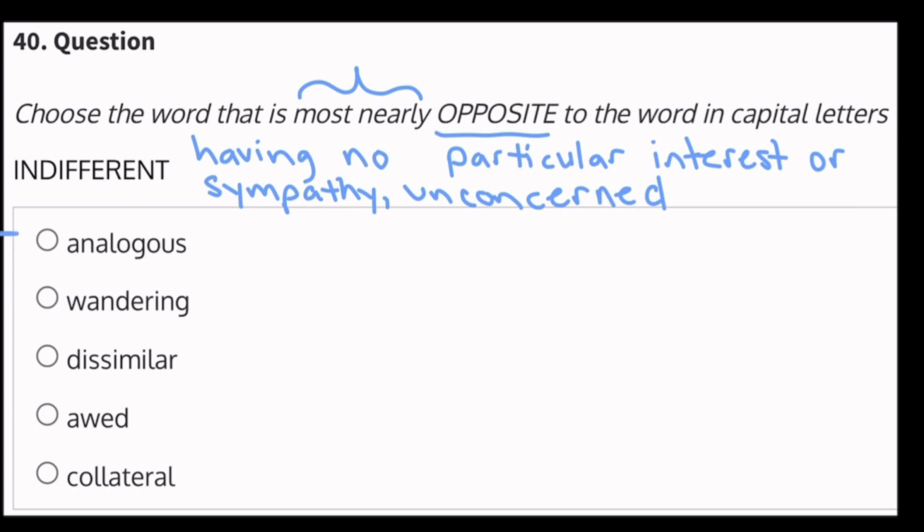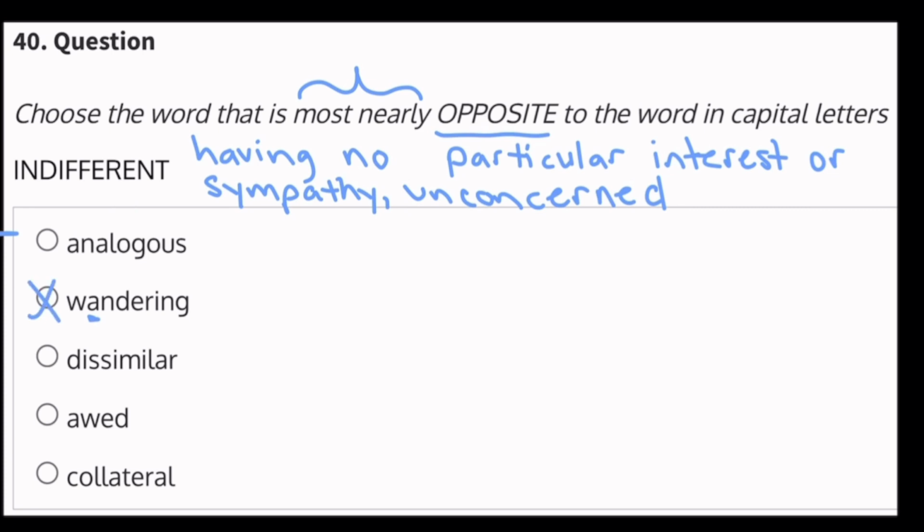Next, we have wandering, and we notice that wandering here is written with an A. Now, wondering with an O is something that actually would be an opposite to indifferent. However, wandering with an A means unwilling and hesitant or disinclined, which doesn't totally make sense and is not an opposite. This is an example of when we need to be careful and make sure that we're reading the actual word on the page rather than racing through and potentially missing this and choosing this as the right answer. So we're going to eliminate this answer choice.